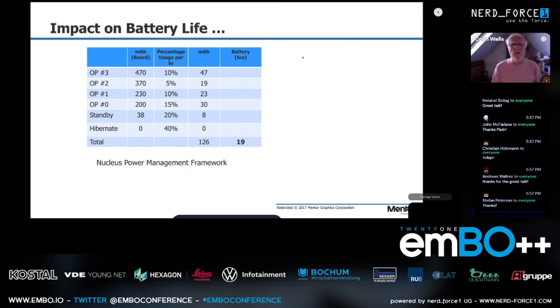So in other words, so long as we can charge the battery in that period of time, which should be no problem at all with modern battery technology, a 19-hour battery life means this device is viable.